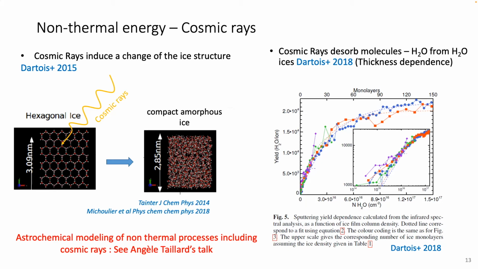And in this paper from Emmanuel 2018, they did a thickness-dependent study. So they changed the ice thickness, and they showed that you have some variation of the desorption yield. It's really a fine study, which is interesting to take into account in the astrochemical models. And we will hear more about the astrochemical modeling of non-thermal processes, including cosmic rays, in Angèle Taillard's talk.